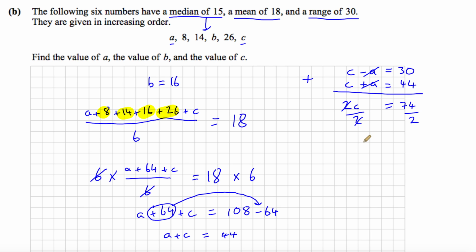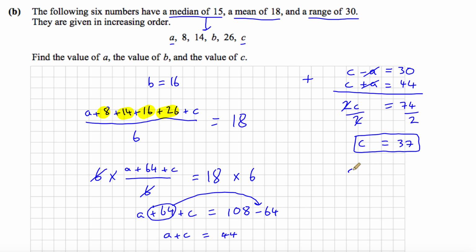The 2's here cancel, and that leaves C is equal to 37. 74 divided by 2, which is 37. So that's my C value. I'm going to box that off there. So if C is 37, I can just plug that back into one of the two equations here. I'm going to plug it back into this one.